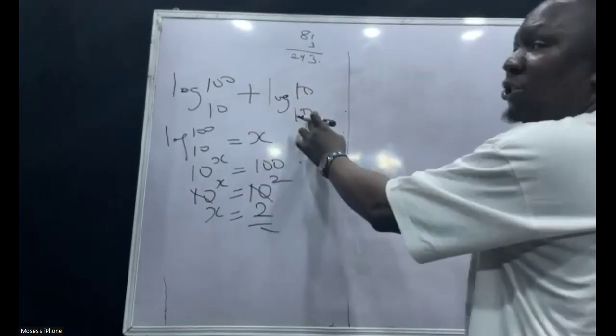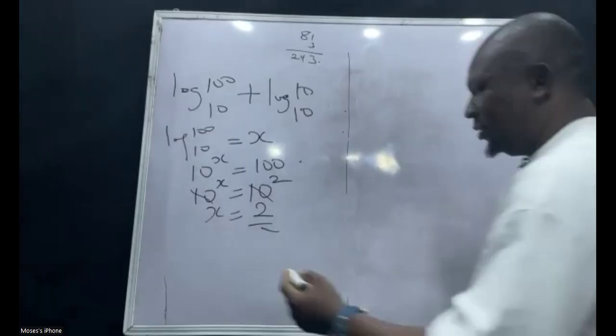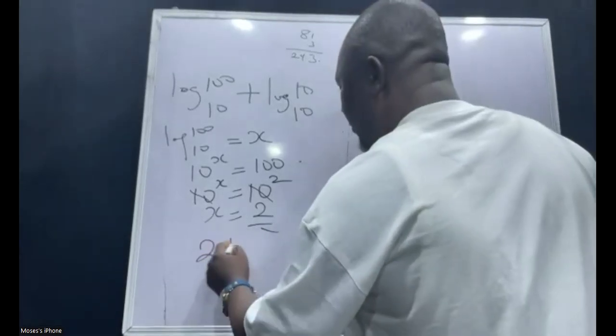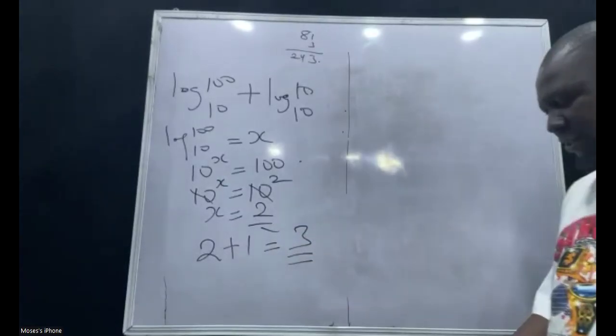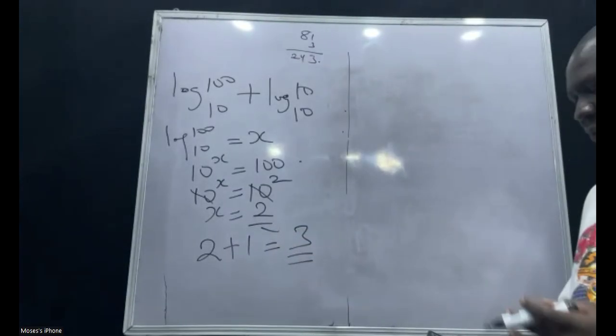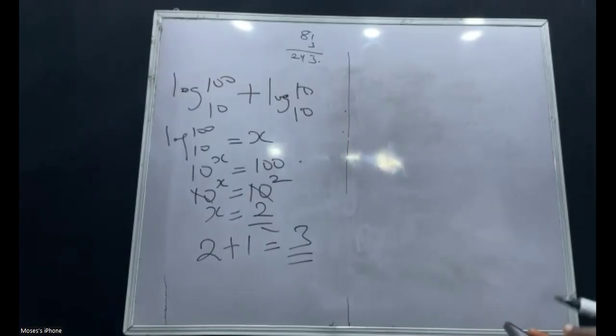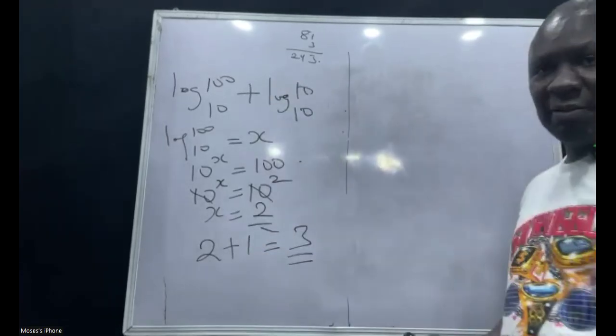Log 10 base 10 is what? Is 1. So we're going to have 2 plus 1 equals what? 3. So your answer is what? Is 3. That is B. Very simple. I give you 10 seconds to write, because I'm going to be making use of this part.